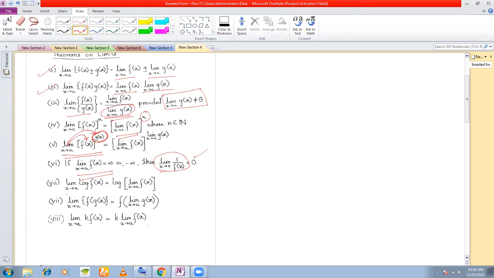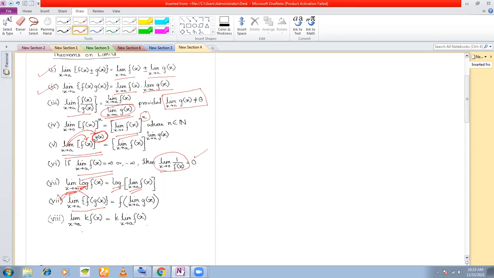Now this also we shall be using, that the log and limit can be interchanged. See here I have limit and log. First I have limit and then log. This must be equal to the log of the limit. I'm interchanging the log and the limit. Important. Next, limit x tends to a f of g(x), that is some function of g(x). You can take this f out of the limit and write it as f of the limit of the function g(x).